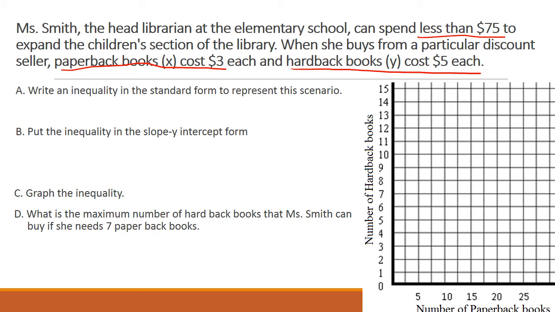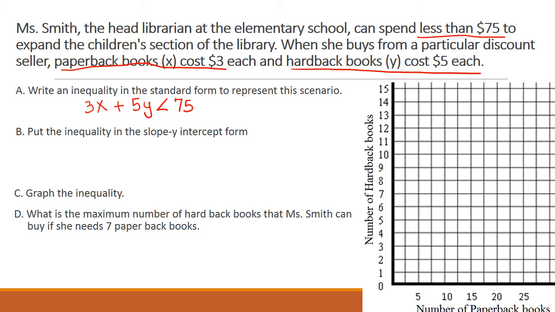So we know that each paperback book X costs $3. So that's 3x for the cost of paperback books. And then we know that each hardback book, Y, costs $5. So we're going to write the cost of the hardback books as 5y. Now, the cost of the books is supposed to be less than 75 because Miss Smith cannot spend any amount of money that is equal to 75 or greater than 75. So this is the inequality in the standard form.